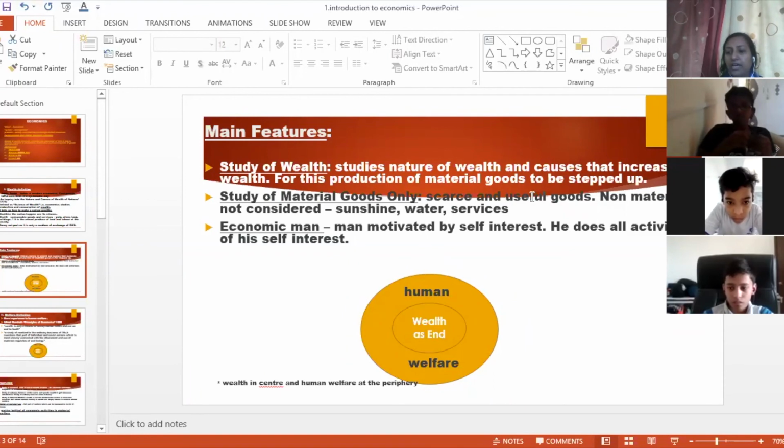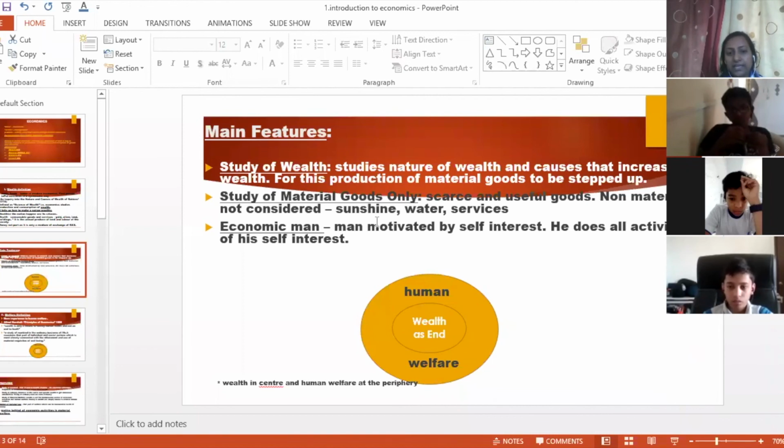To increase this wealth, according to him, you have to increase the production of material goods: your buildings, your infrastructure, whatever production in terms of material goods, tables, chairs, and you have to increase machines, big industries. He considered that as the wealth of a nation, and according to him, this wealth should be increased.